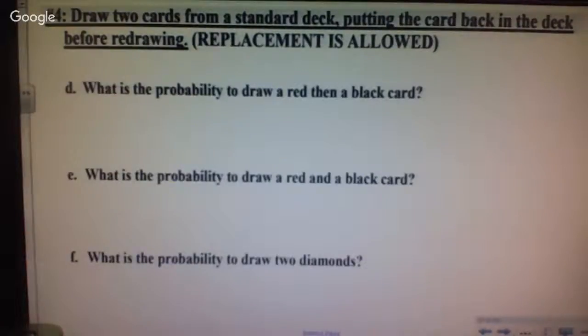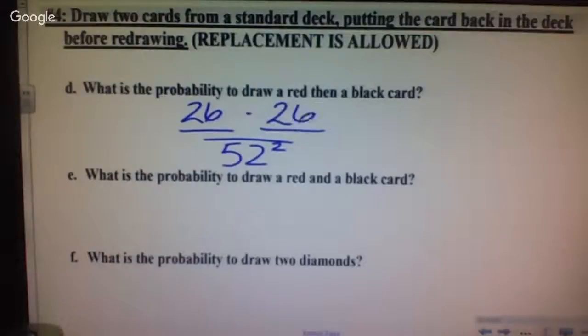Rude. Okay. We're still on replacement is allowed. So we're still on 52 squared. This time, I want a red card, then a black card. You could do 26 red and 26 black. I don't know that one off the top of my head. It's all right. Take a guess. The answer key says 676.